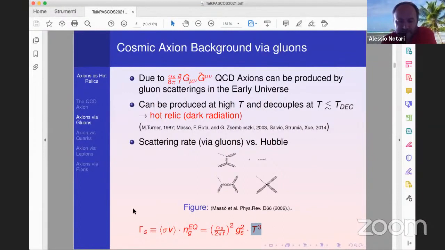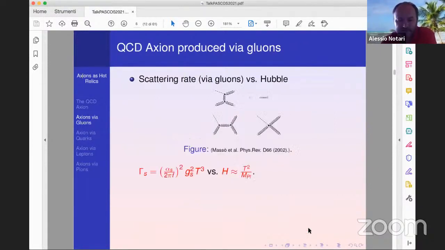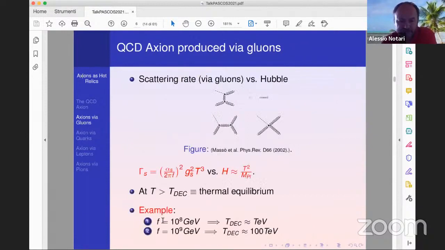Now this quantity has to be compared with the Hubble, and the Hubble goes like T squared, so that's why this is in equilibrium at high temperature. Gamma is larger than H at very high temperatures. So how large temperatures? Well, for example, if I put f at 10 to the 8, I get a decoupling temperature of a TeV. If I put 10 to the 9, I get 100 TeV and so on. Right?